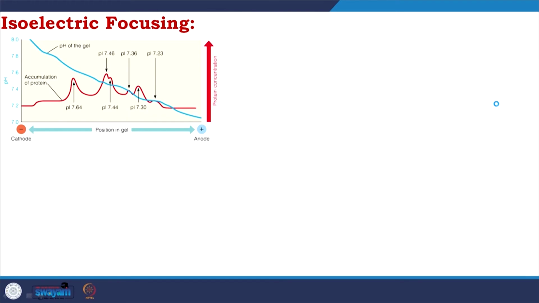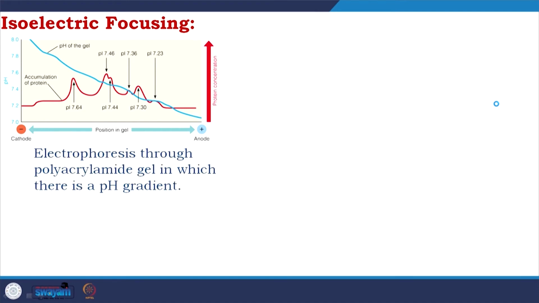According to those pIs, now you could perform isoelectric focusing, it is electrophoresis through polyacrylamide gel in which there is a pH gradient.